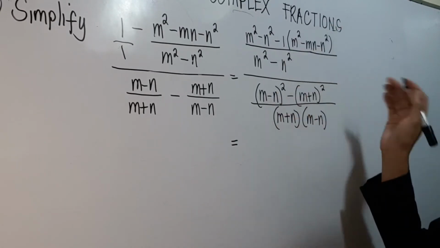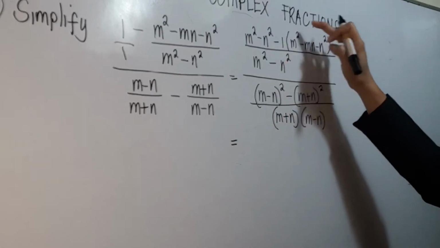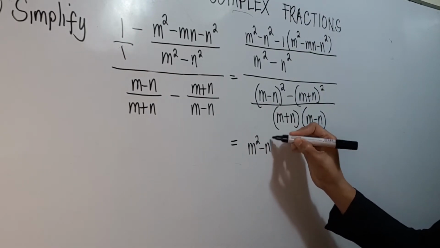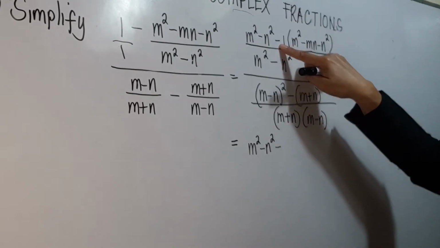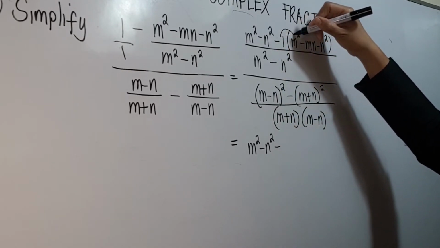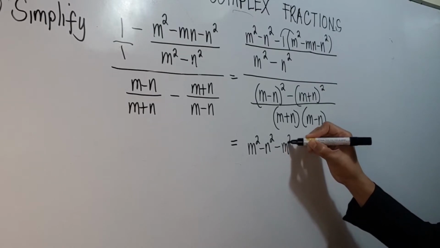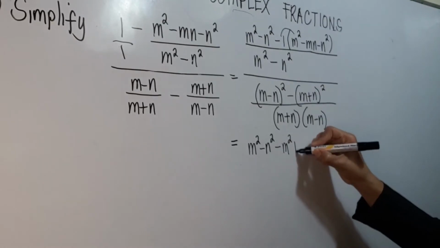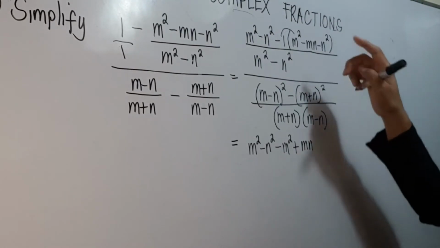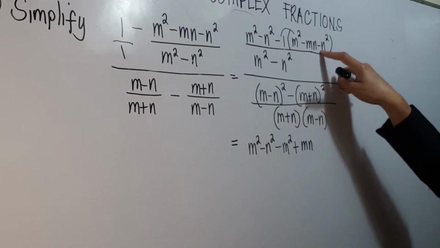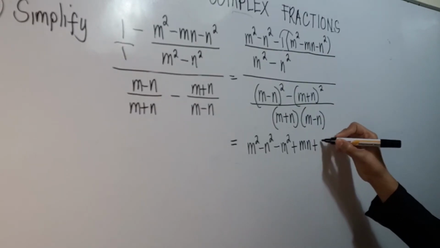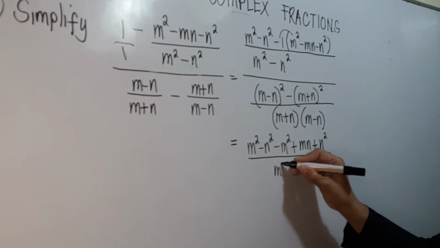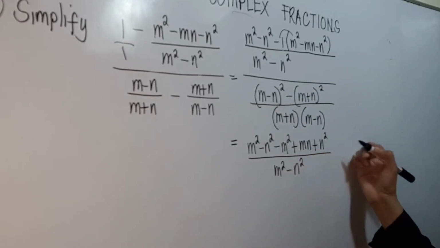Okay, now let's simplify, right? So let's remove the grouping symbol here. So m squared minus n squared minus, that's negative 1 times m squared, so minus m squared. Negative 1 times negative mn is positive mn. Negative 1 times negative n squared is positive n squared. All over m squared minus n squared.